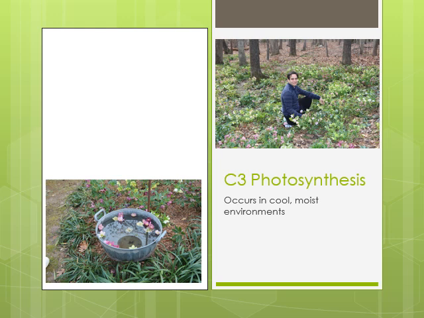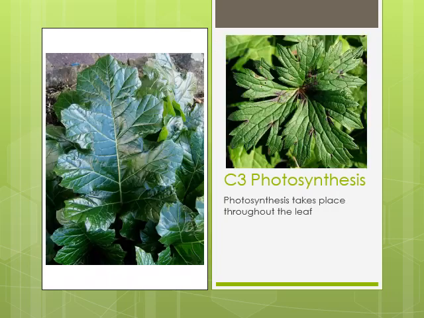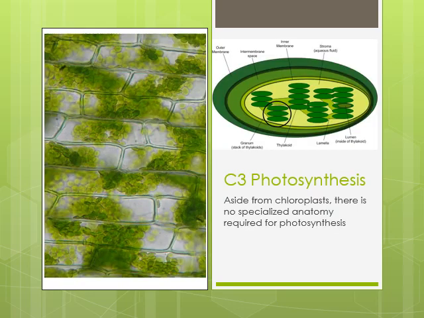They love water. These are hellebore plants. Hellebore plants grow in the shade, and they need lots and lots of water. Water is the big limiting factor. In these C3 plants, photosynthesis takes place throughout the entire leaf, except the epidermis, all the cells of the mesophyll. There's lots and lots of photosynthesis going on. Aside from the chloroplast, they don't need any special anatomy. They just need chloroplasts in them with some chlorophyll and the thylakoid membrane, and they're fine.